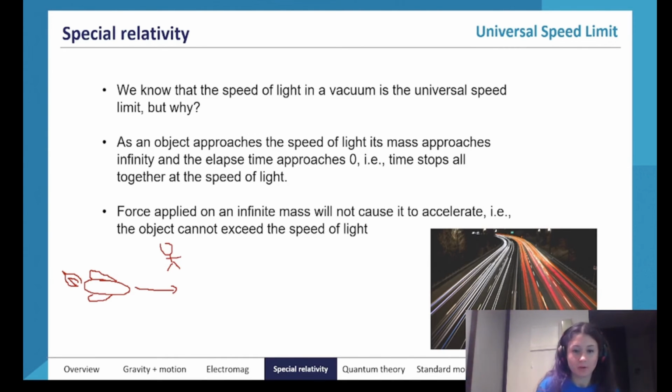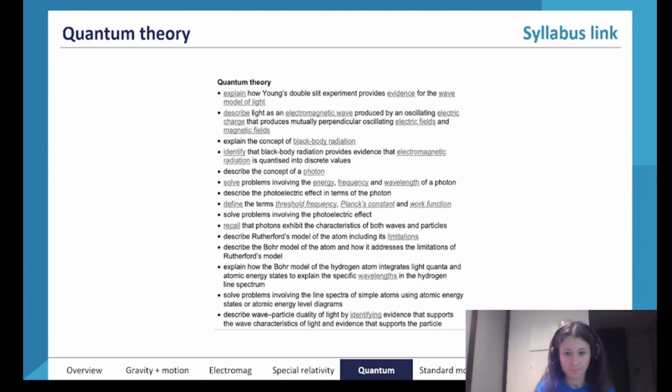But now we're going to get on to quantum theory. Quantum theory is also pretty cool. It tells us about the wave model of light, and then a lot about the different models of the atom, and the photoelectric effect, which is also really cool.